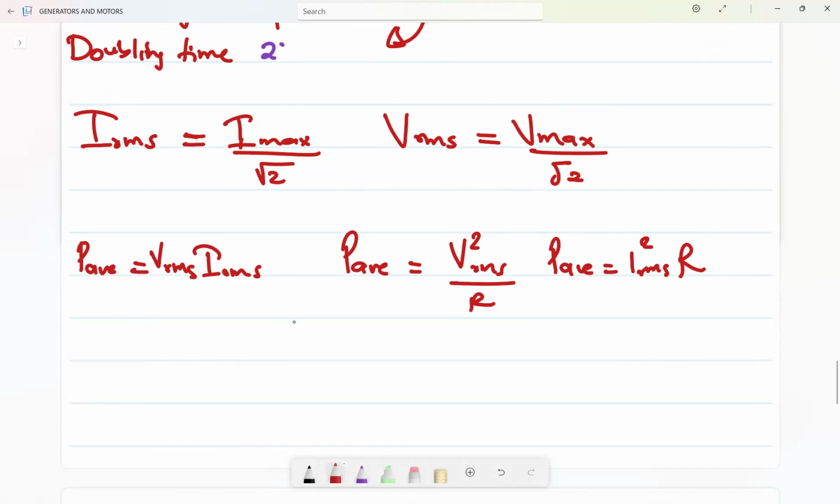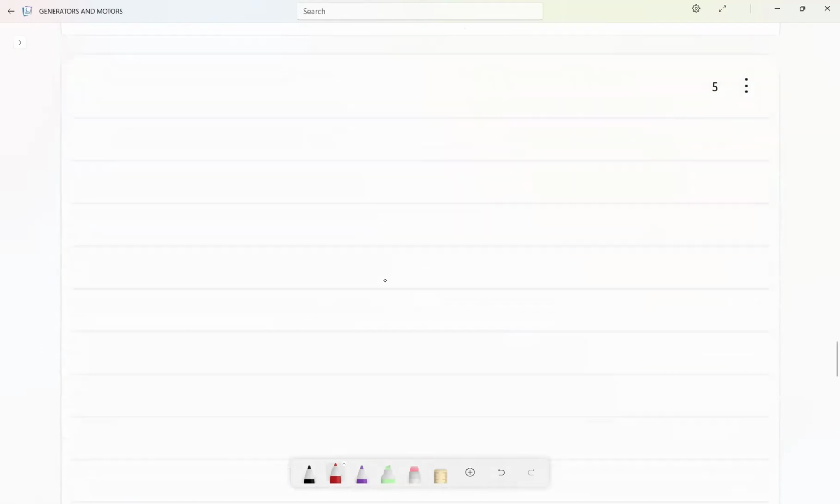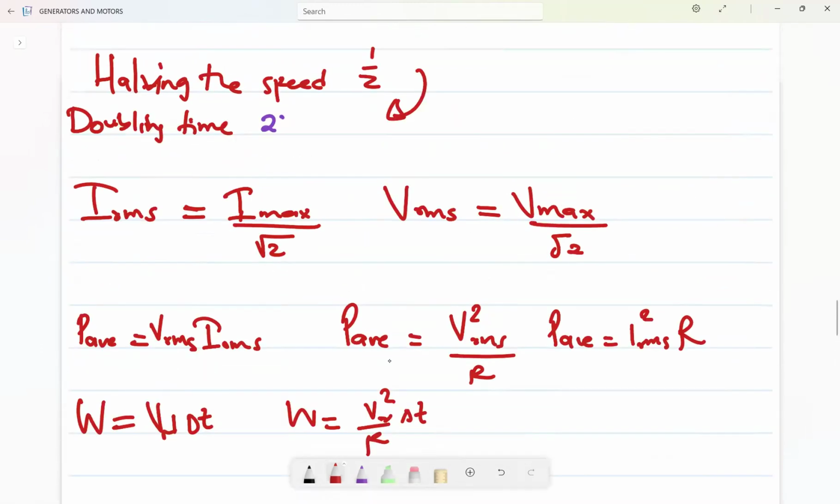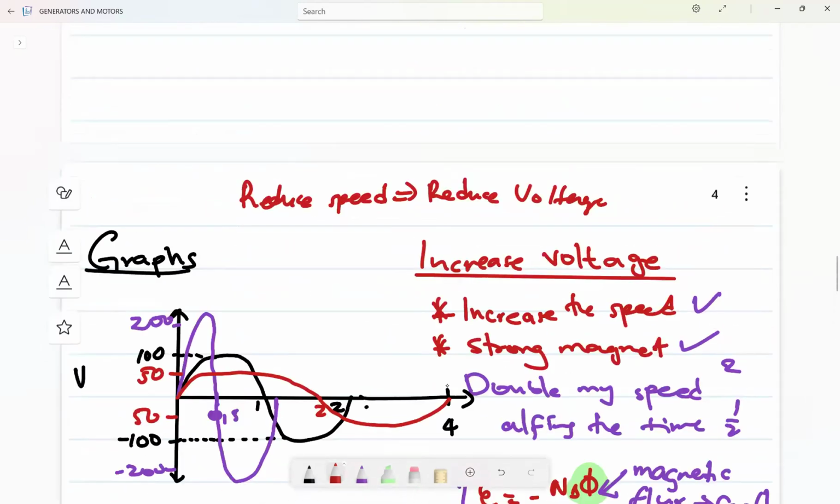We can also use energy formulas. W is equal to VI times the change in time. Also W is equal to V squared divided by R multiplied by the change in time. But do not forget to indicate the voltage that you are dealing with here. Is it the RMS or the maximum? But yes, you will be given these formulas on your formula sheet. So please use them.